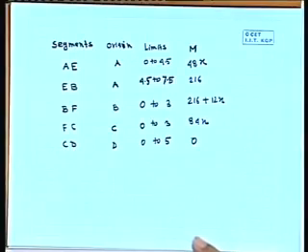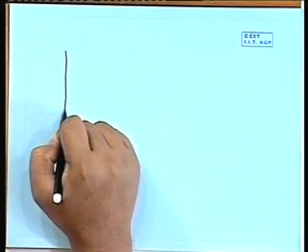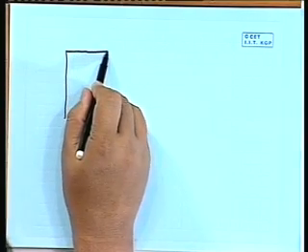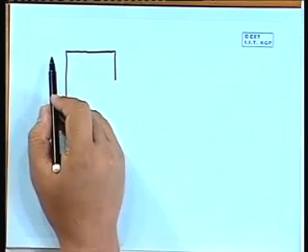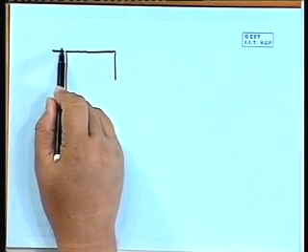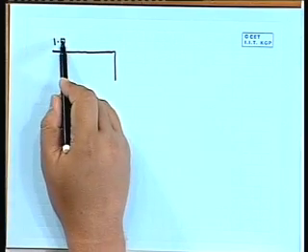So if I draw the frame again, I am not going to show all the details. So we can put a unit load there at B.